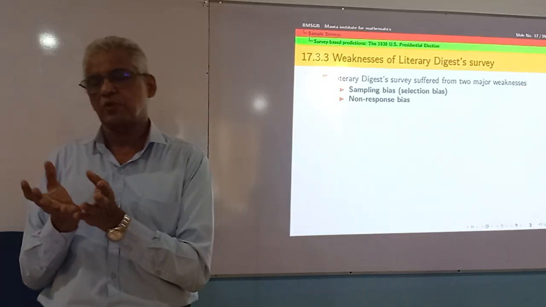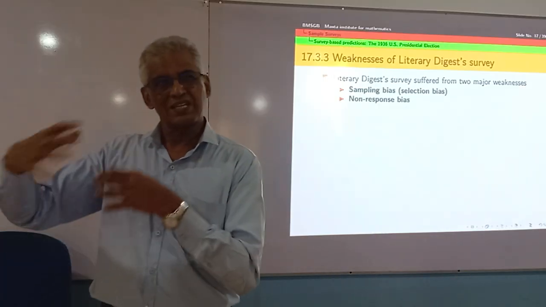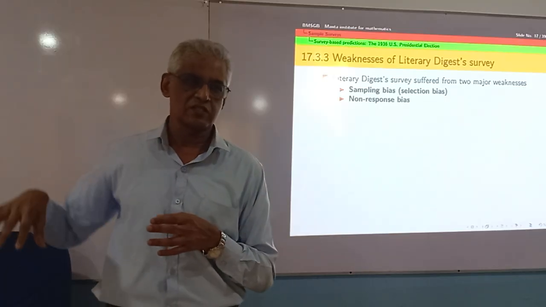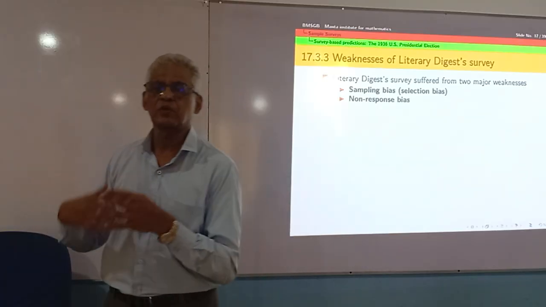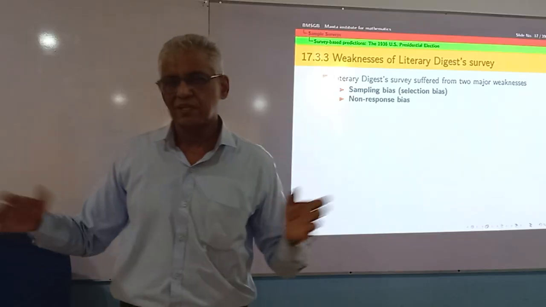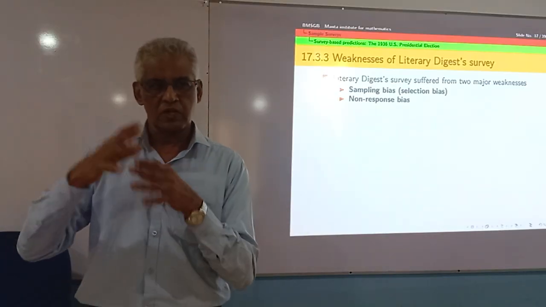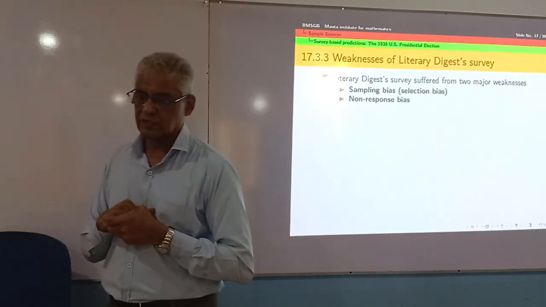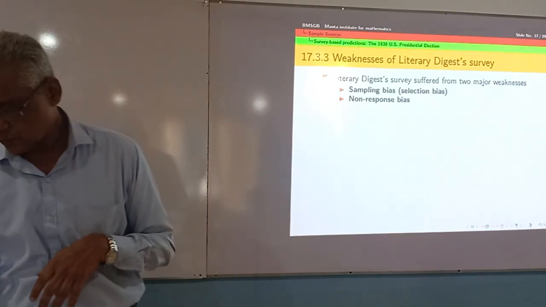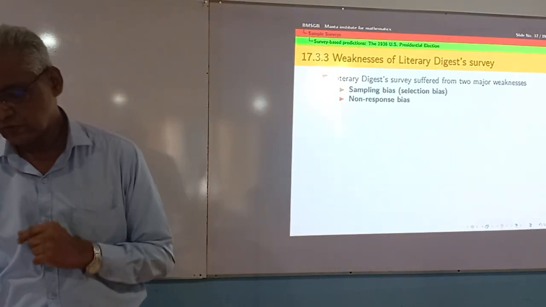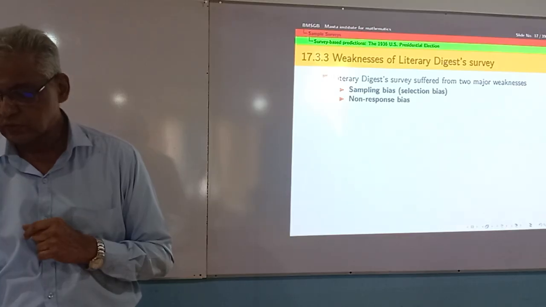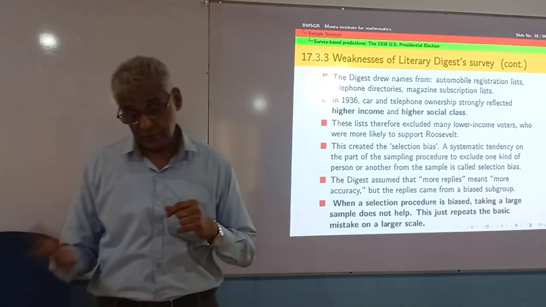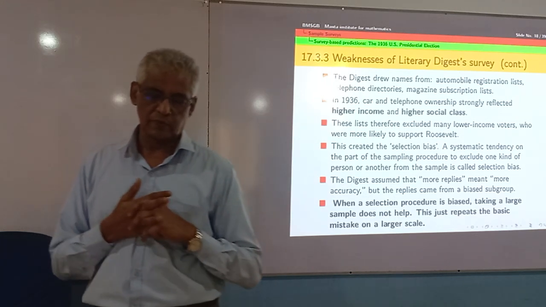If the non-response occurs due to some particular reason, that creates a bias. But on the other hand, if the non-responses occur randomly, that's not a problem. But if the non-responses occur because of a particular reason, then that creates a non-response bias. So the Literary Digest survey had both of these problems, whereas Gallup's one usually didn't have these problems.